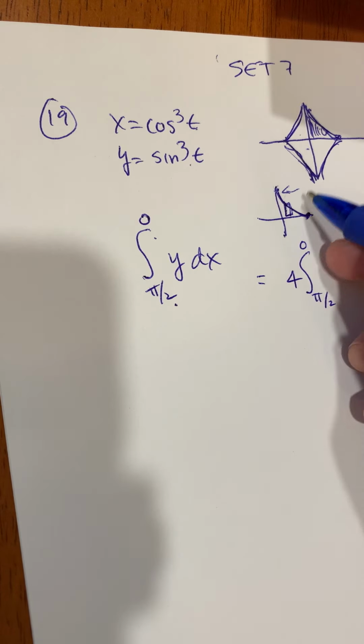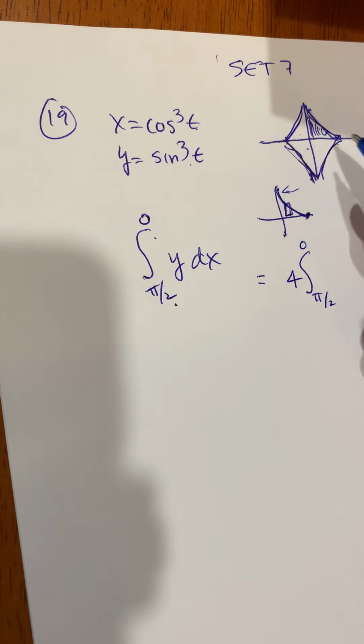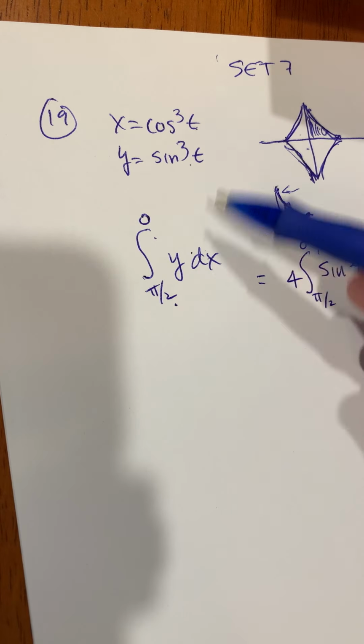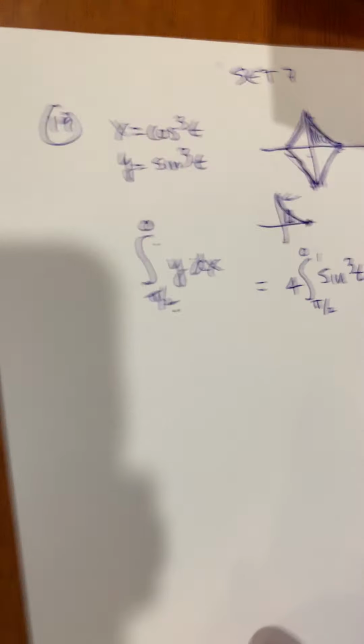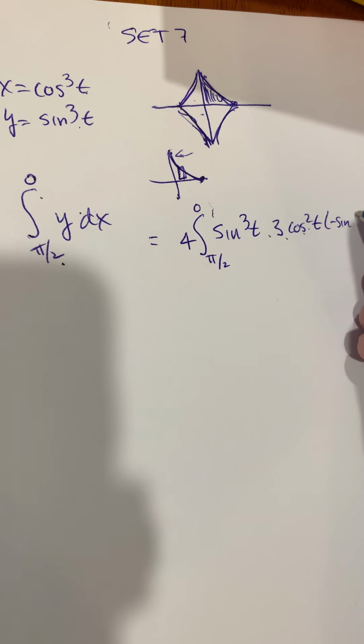We're going to go 4 times because we're going to go back to the original shape. There's 4 of them. And we're going to go with my y, which is sine cubed t. And then we're going to go dx. dx is the derivative of that, which is 3 times cosine squared. I'm dropping the power, it's a power rule first. And then 3 cosine squared, then times the derivative of cosine, which is negative sine t dt.